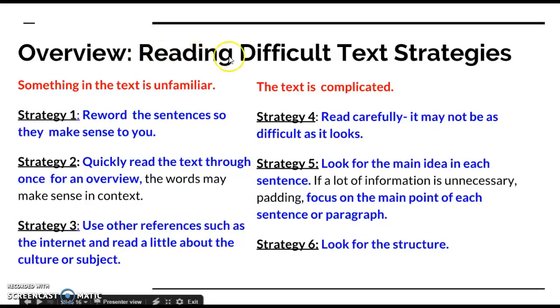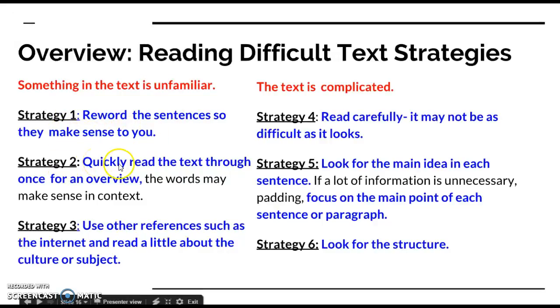Here's an overview of reading difficult texts and their strategies. If something in the text is unfamiliar, you could use these 3 strategies here. If the text is complicated, strategy 4, 5, and 6 will be most useful. Strategy number 1, reword the sentences so that they make sense to you.